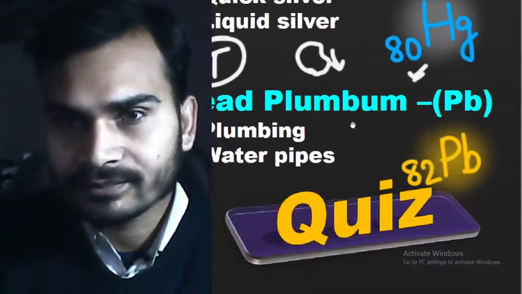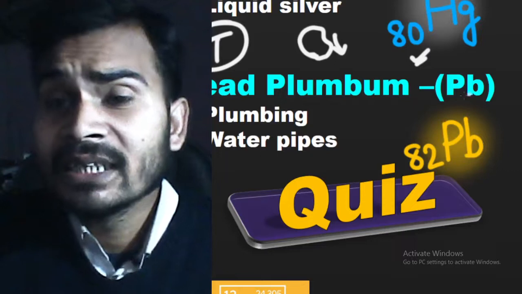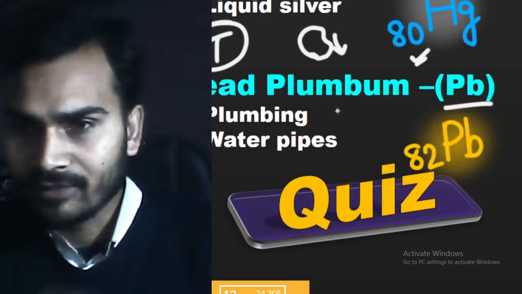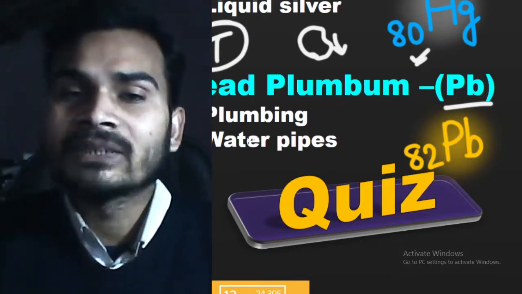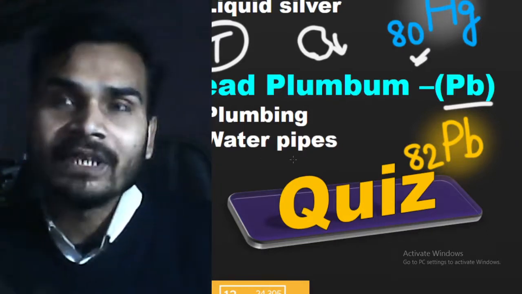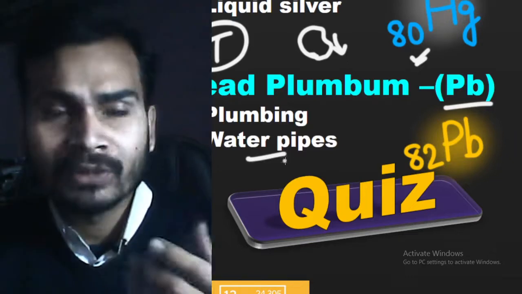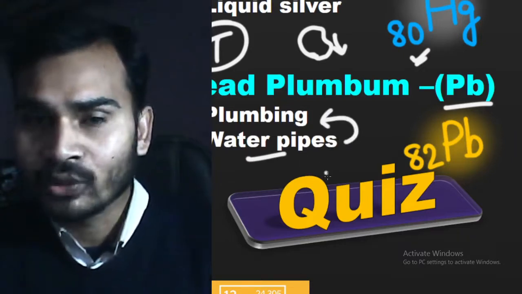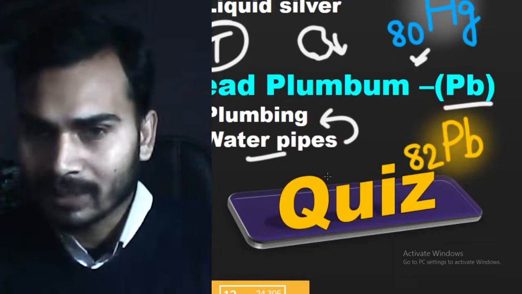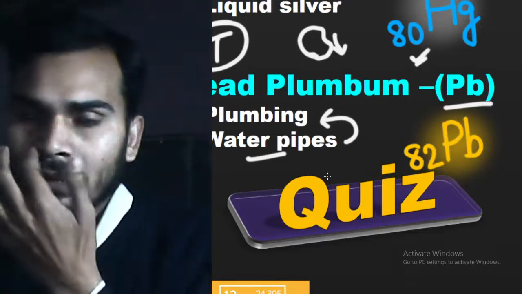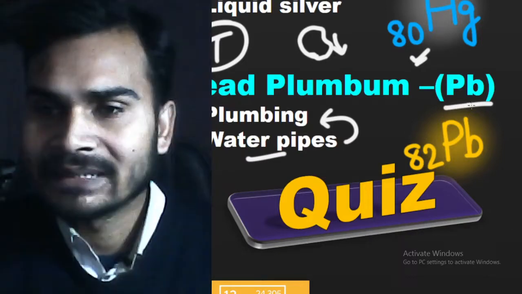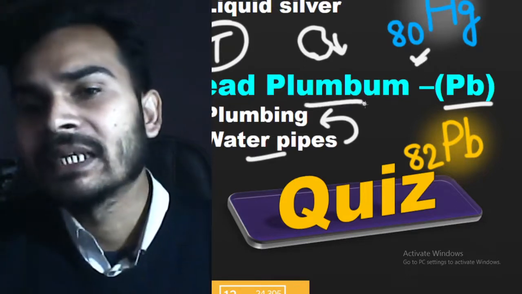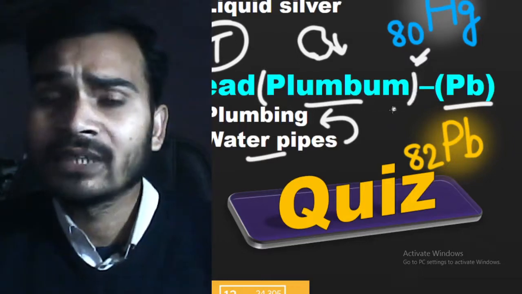The next is lead. Its atomic number is 82 and its symbol is Pb. Why Pb? Because it is derived from the word plumbum. And what does plumbum mean? Lead was initially used in fitting water pipes. Water pipes are fixed by plumbers. While plumbers did this work, lead was initially used in fixing the water pipes. That is why the name is rooted in plumbing. You can remember that lead has the symbol Pb because it is used in plumbing, or fixing water pipes. That is why its name is taken from plumbum, and its symbol is Pb.